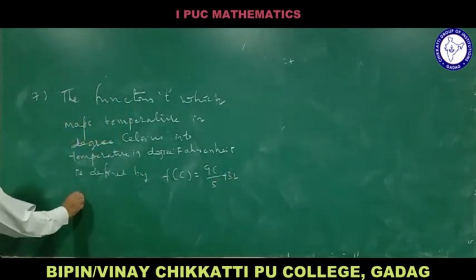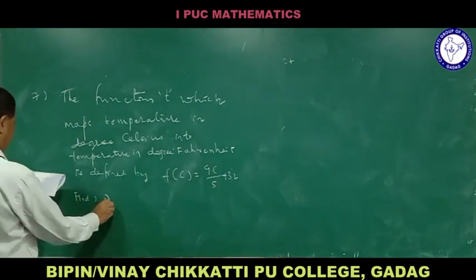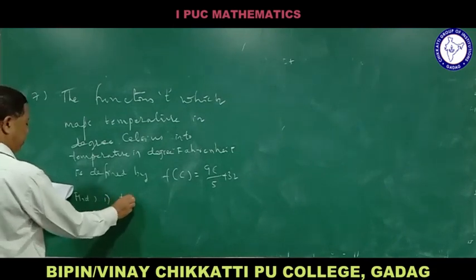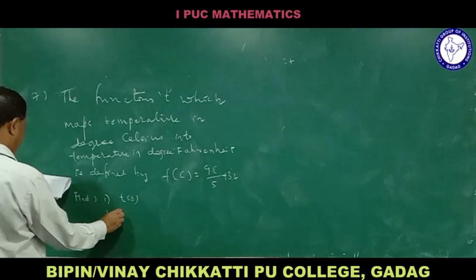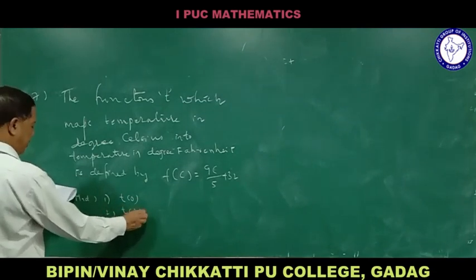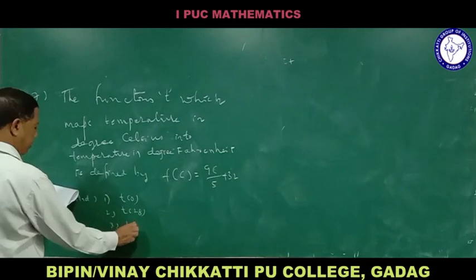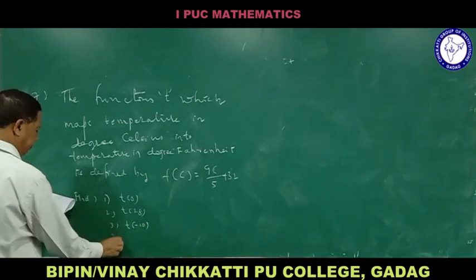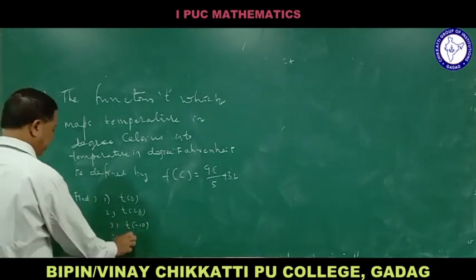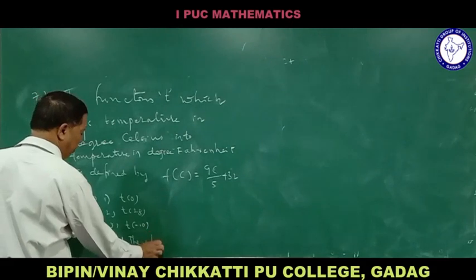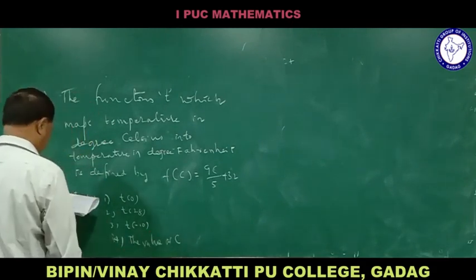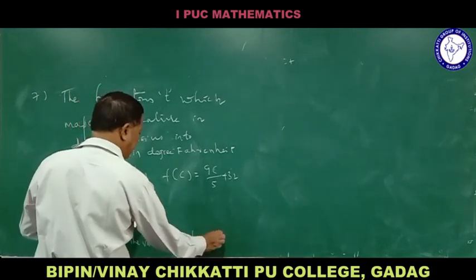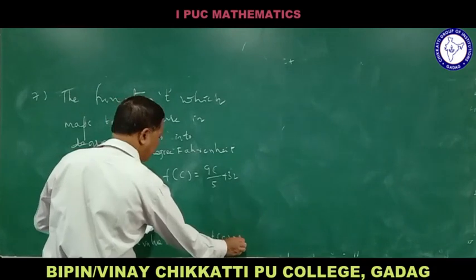Question is now: find number 1, what? Number 1 is T of 0, number 2 is T of 28, number 3 is T of minus 10, number 4 is the value of C. How to find the value of C, where the condition given is T of C is equal to 212.